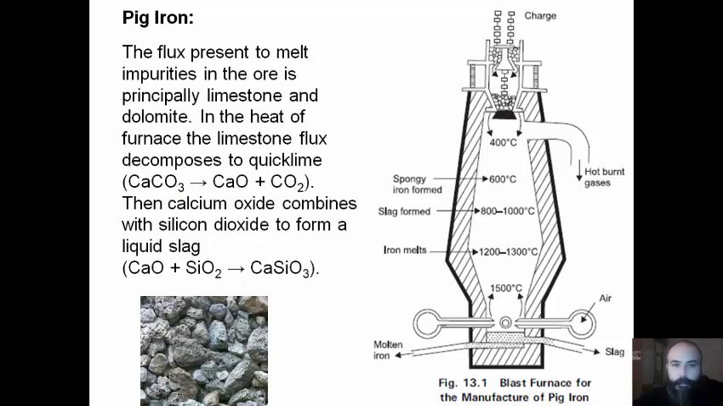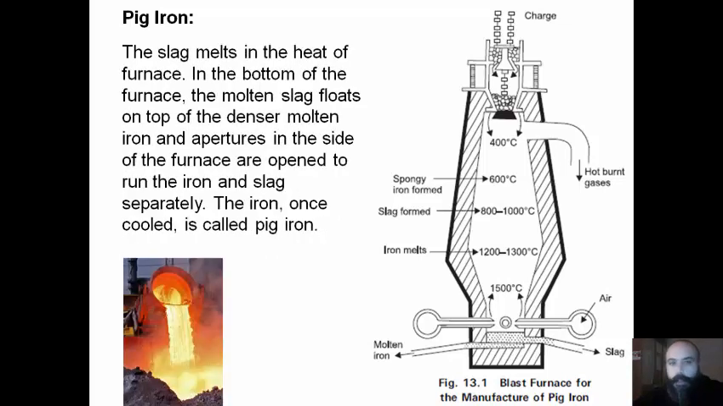The flux present to melt impurities in the ore is principally limestone and dolomite. In the heat of the furnace, the limestone flux decomposes to quicklime. Then calcium oxide combines with silicon dioxide to form a liquid slag. The slag melts in the heat of the furnace. In the bottom of the furnace, the molten slag floats on top of denser molten iron, and apertures in the side of the furnace are opened to run the iron and slag separately. The iron, once cooled, is called pig iron.